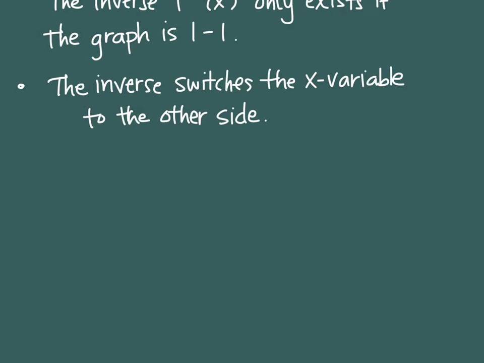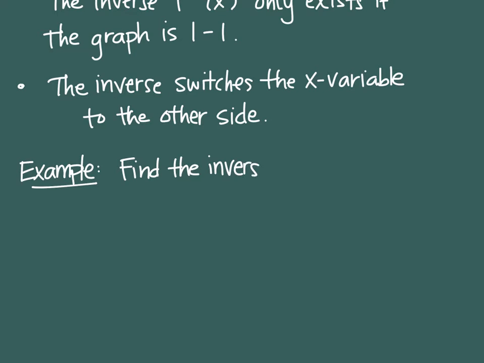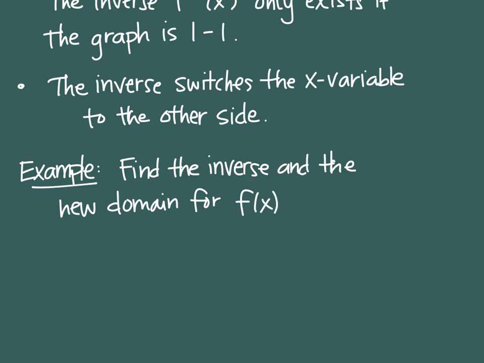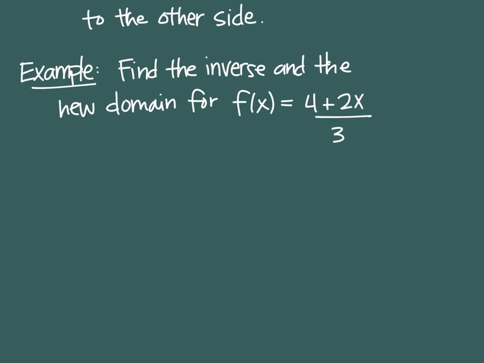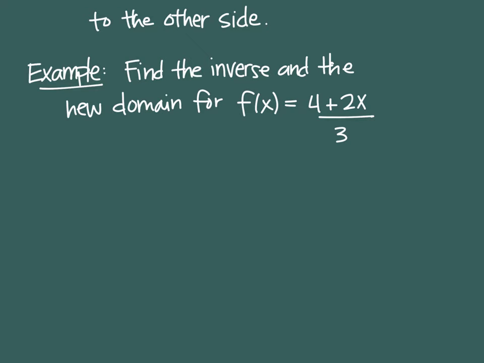Okay, let's take a look at a math problem. All right, so find the inverse and the new domain for the following question. For f of x equals 4 plus 2x over 3. Well, first of all, you'd have to graph that and make sure it's one-to-one. And it is. We're not going to take the time to make sure that it is one-to-one, but I'm going to tell you that it is. All right, it is one-to-one.